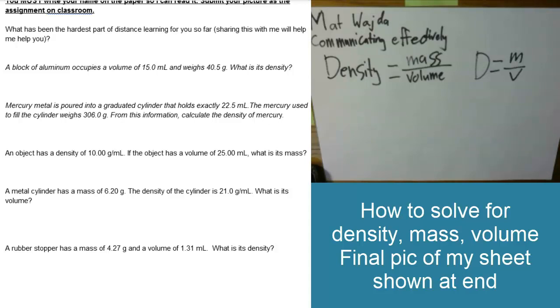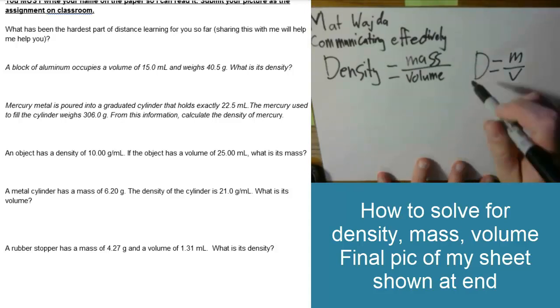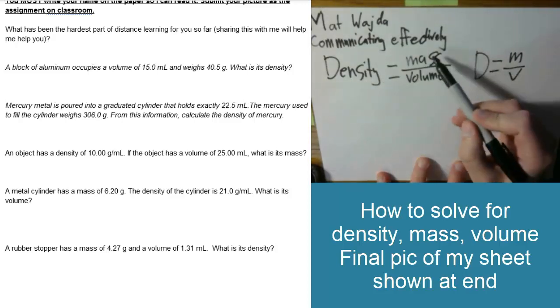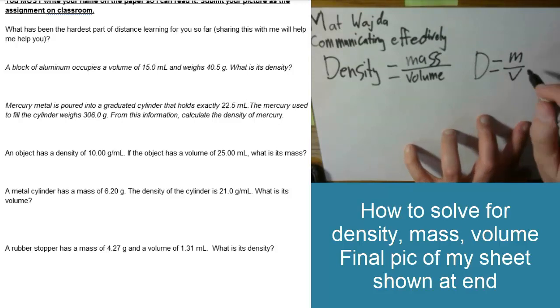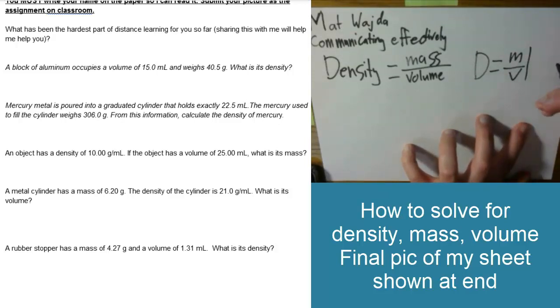Okay, so that's your formula, and as long as we know what the numbers in the problems mean, this actually isn't a very complicated problem. There are 3 different ways you can simplify this. You can solve for density, you can solve for mass, or you can solve for volume. The first one we have right here, density is mass over volume.